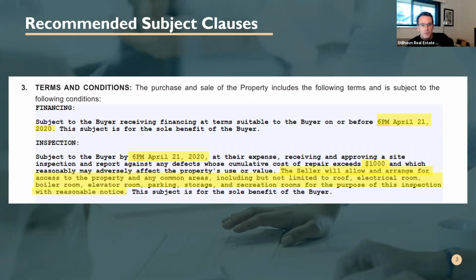And then this one is important for condos, I've found, because oftentimes, in my experience, when I was selling a lot of condos in the West End, the listing agents, if they were lazy, wouldn't bother getting the access to the common areas. So the seller will allow and arrange for access to the property and any common areas, including but not limited to the roof, electrical, boiler, elevator, parking, storage, rec room, and all that. And then this subject is for the sole benefit of the buyer. We talked about why that was important last week.